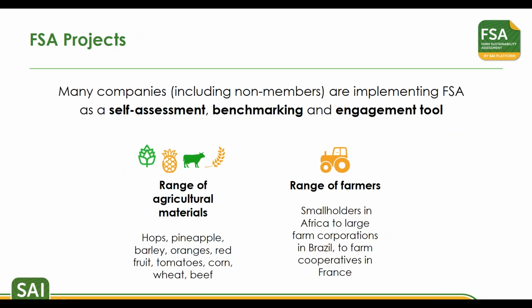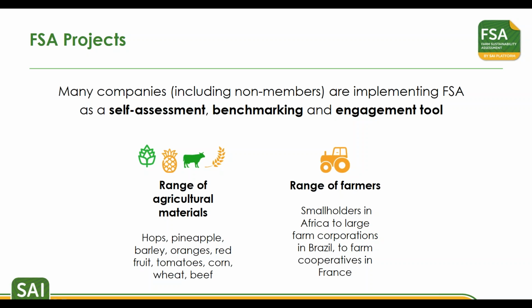For FSA projects, many of our companies, members and non-members, are implementing the FSA as a self-assessment tool on farm. Some are using it directly as benchmarking, using the comparison for Rainforest Alliance, UTZ and Red Tractor as examples. But also many of our members are using it as an engagement tool, as a way to talk to their farm base about what they actually need for sustainability, how they think it can benefit the farmers, and really use it as a way to engage and support the discussion on sustainability.